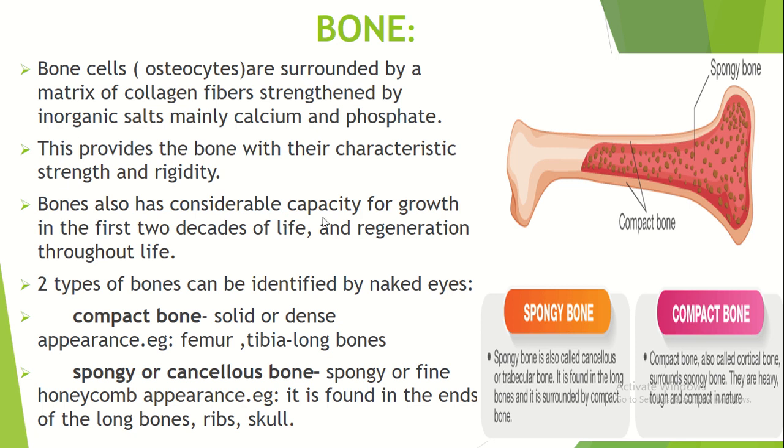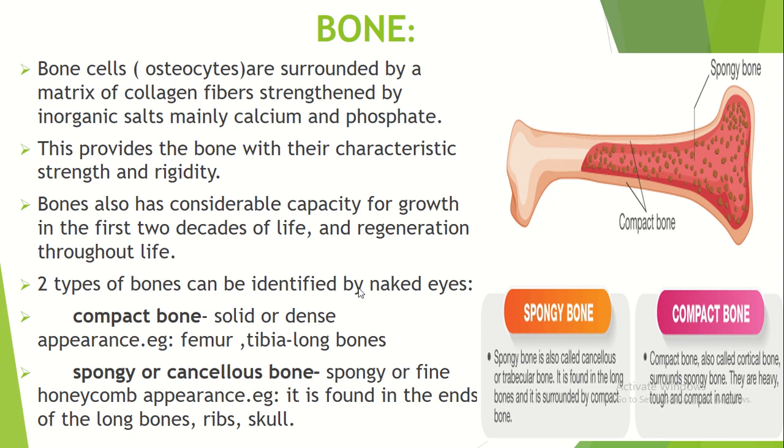This provides the bone with its characteristic strength and rigidity. The strength and rigidity of the bone is mainly because of the calcium phosphate combined with the collagen fibers and the bone cells present in the collagen fibers. The bones have a considerable capacity to grow in the first 2 decades of life and regenerate throughout life. A decade is 10 years, so the capacity for growth is greater for the first 20 years. Regeneration, such as healing a fracture or replacing dying cells, happens throughout life, but growth is only for the first 2 decades.